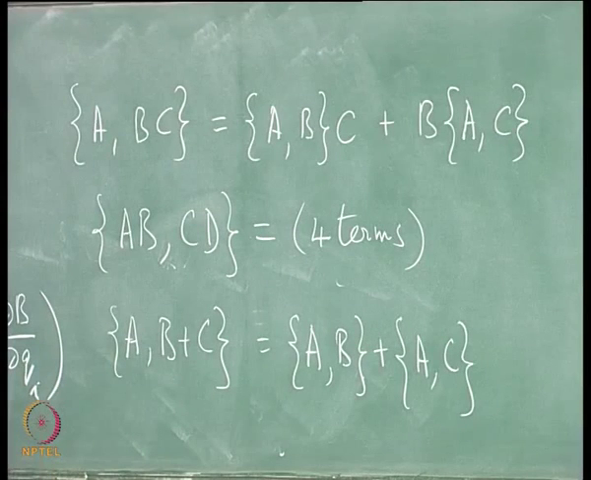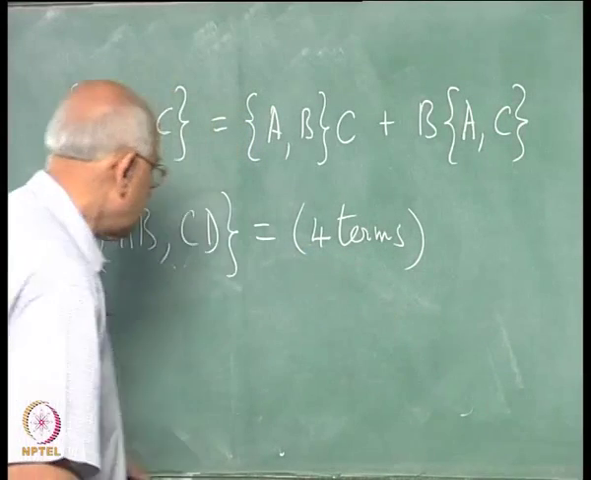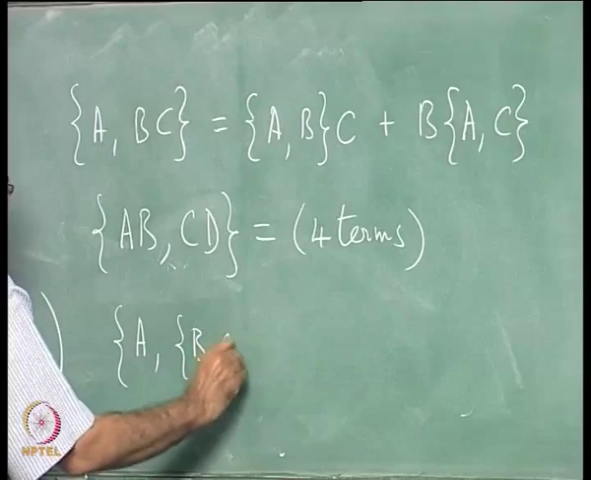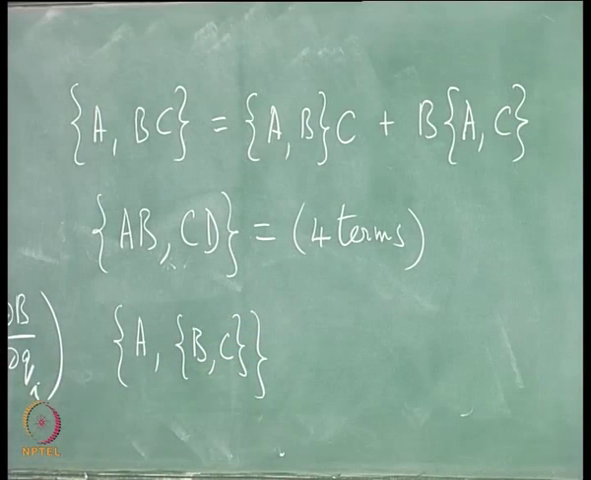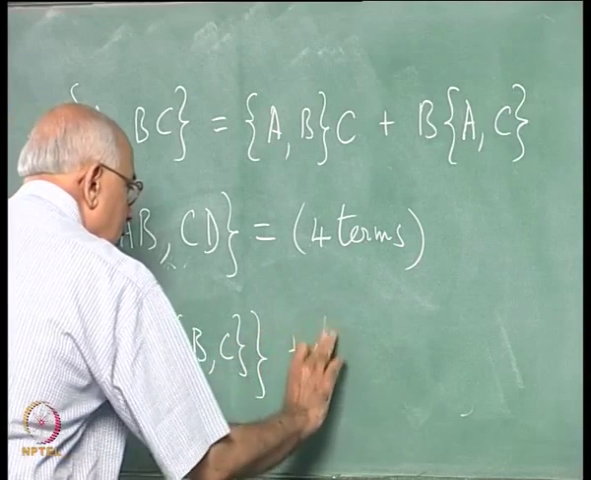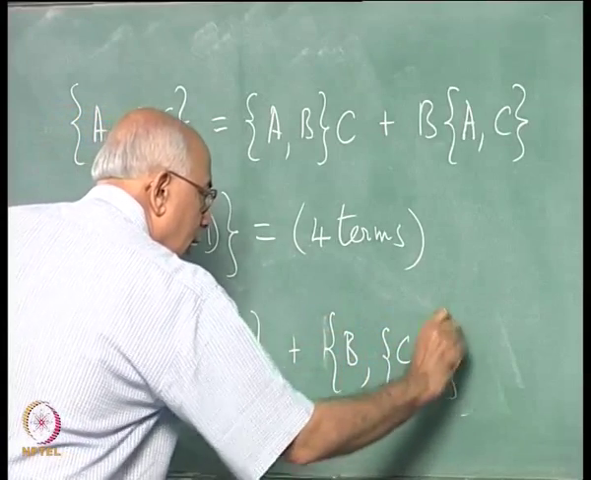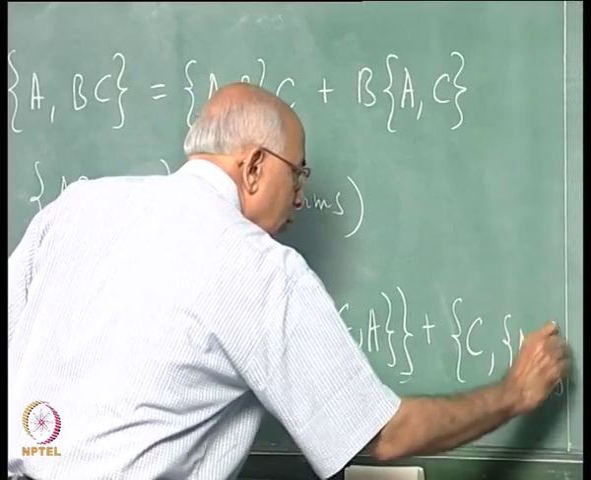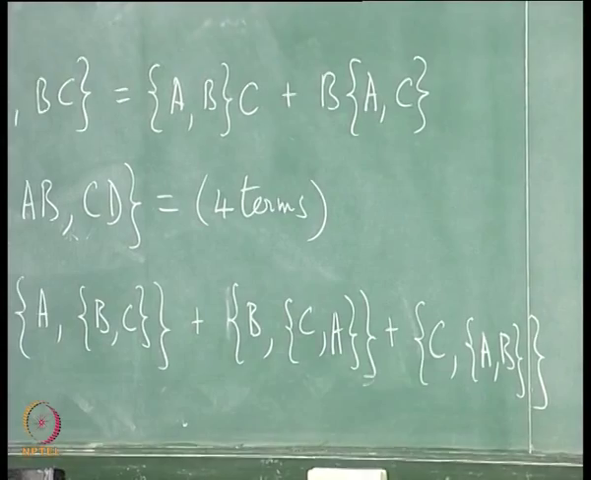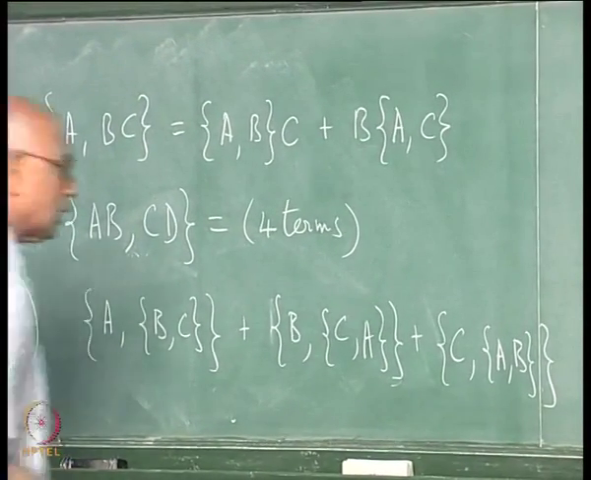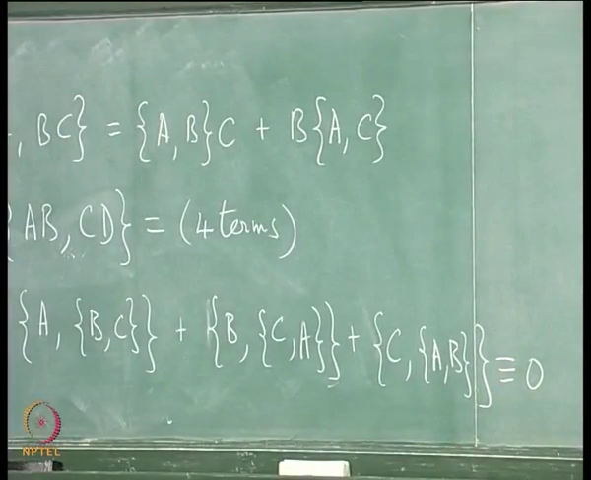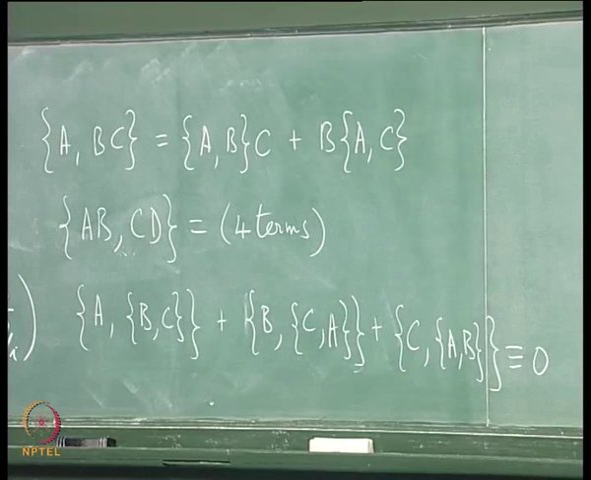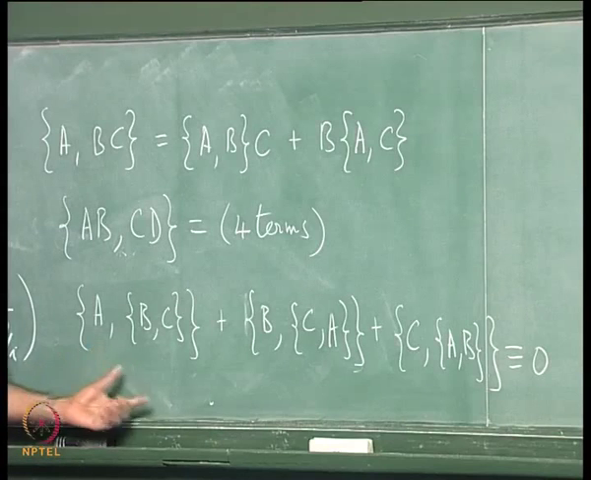There is one more property of Poisson brackets which is of crucial importance, and that is the following. If you took three functions A, B, C of the dynamical variables and computed the Poisson bracket of A with the Poisson bracket of B with C, plus the Poisson bracket of B with the Poisson bracket of C with A, plus the Poisson bracket of C with the Poisson bracket of A with B, what would you guess is the answer? It turns out to be identically 0. So there is this antisymmetry when you take three of these. And the antisymmetry of the Poisson bracket leads to this property, it is easy to establish.